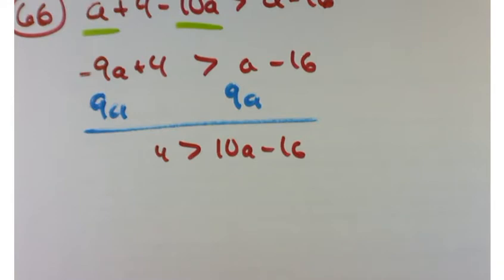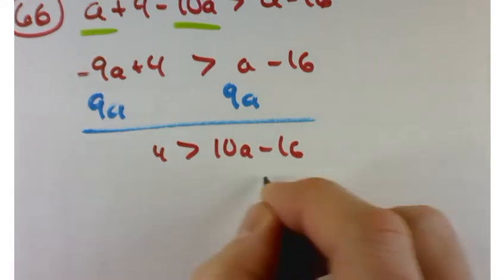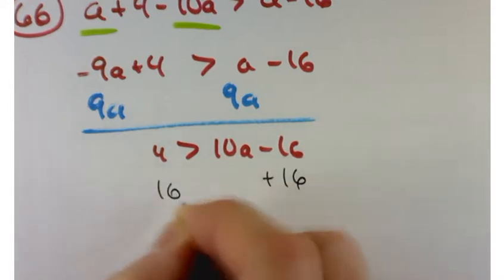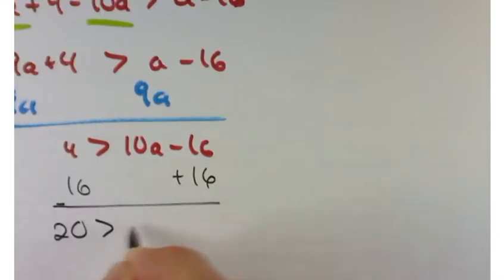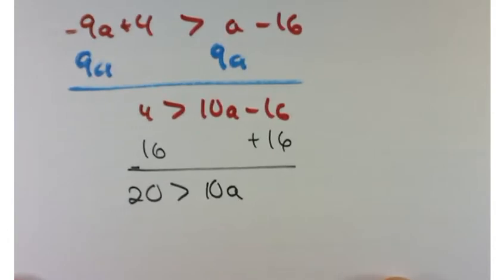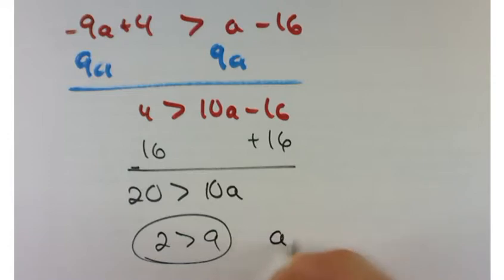So I got my variable on one side. Let's put the constant on the other side. So that means adding 16 to both sides. So let's do that. Plus 16. So 20 is greater than 10a. What's the last step? Divide by 10. So divide by 10, and I get 2 is greater than a. You could also write that as a is less than 2.